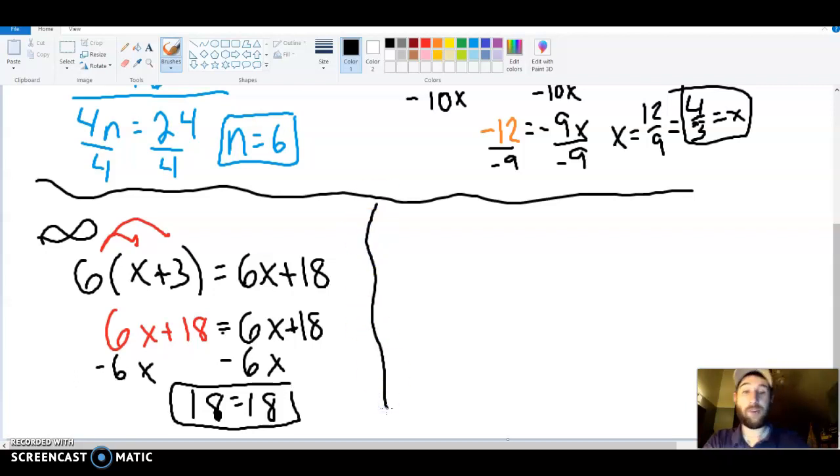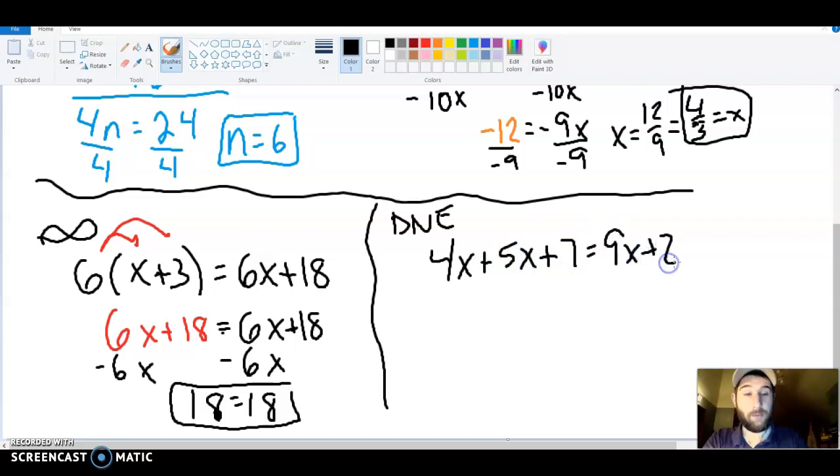One more, this time with no solutions. So these would not exist. D and E does not exist. And let's go ahead and take, here we go. 4x plus 5x plus 7 equal to 9x plus 2. So I'll go ahead and combine my like terms first. The 4x plus the 5x is 9x. So 9x plus 7 is equal to 9x plus 2.